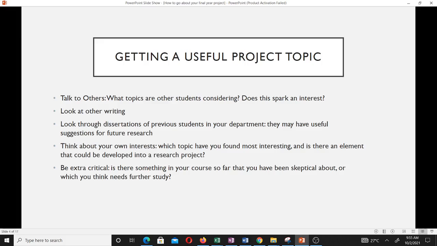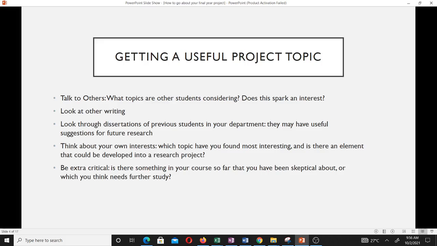Then you have to look at other writing. Before you can get a topic, look at what people are doing, and that gives you a fair idea of what you can also do. Look through the citations of previous students in your department. You're not the first to do this. You're not the first to graduate in the department that you are in. Most students have passed through the same procedure, and they've also done something.